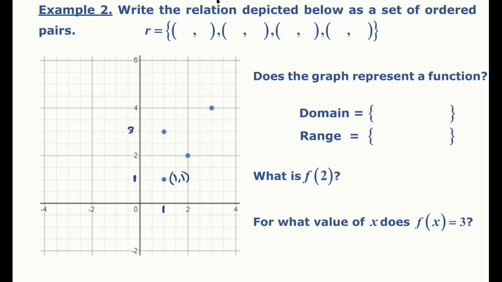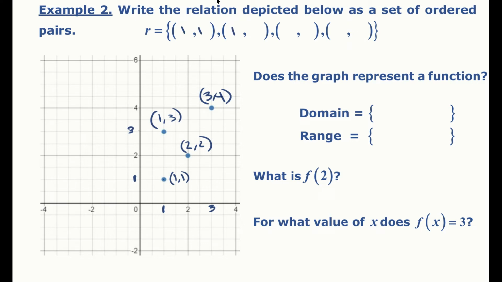Notice that this here would be 3, so that means this point corresponds to ordered pair (1, 3). This point here is easy, that's just going to be ordered pair (2, 2). And this one here, notice here the x value is 3 and the y value there is 4, so this is the ordered pair (3, 4). Okay, so here we're just going to write those ordered pairs as the definition of our relation.